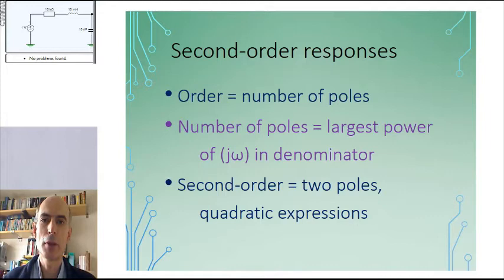First, a reminder of what a second order system is. The order of a system is the number of poles in its frequency response. So a second order system has 2 poles. It's also equal to the maximum power of j omega in the denominator of the frequency response. Second order systems have a maximum power of j omega of 2, so they have quadratic expressions in their denominator. Now quadratics have 2 roots. Those roots are the poles. So a second order system has 2 poles in the frequency response.